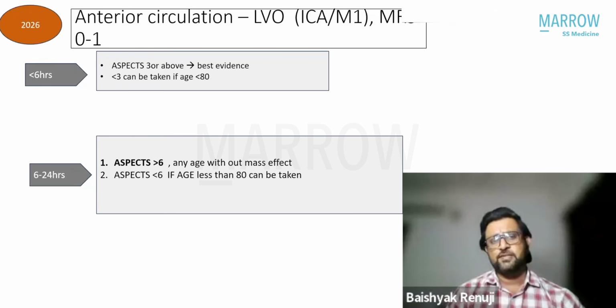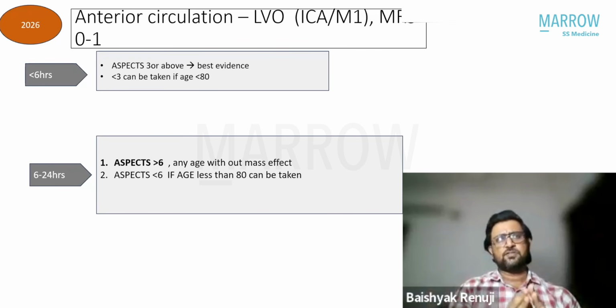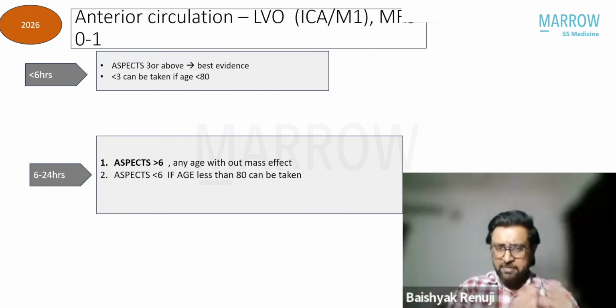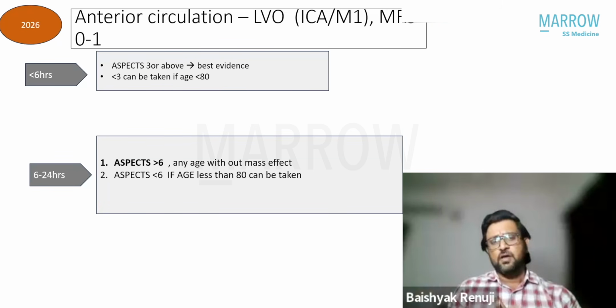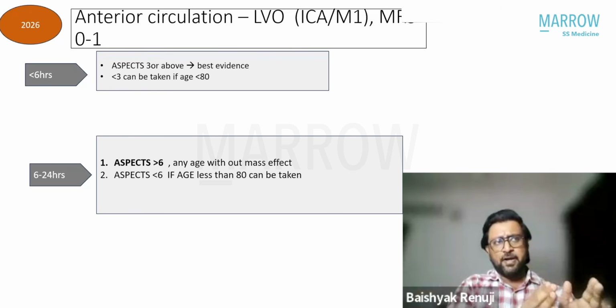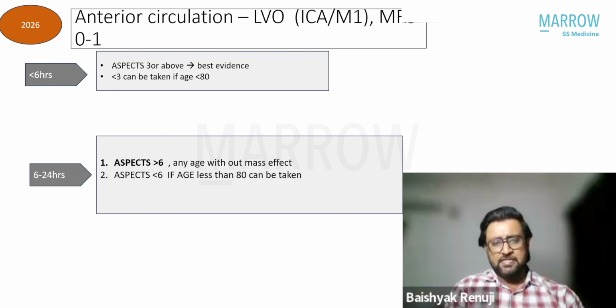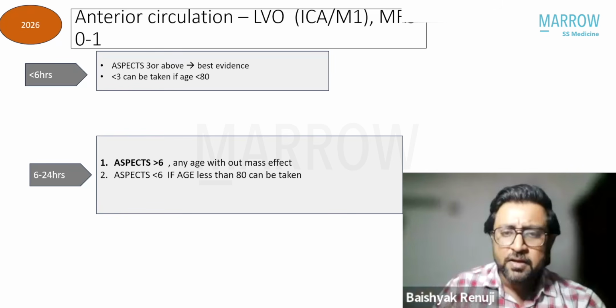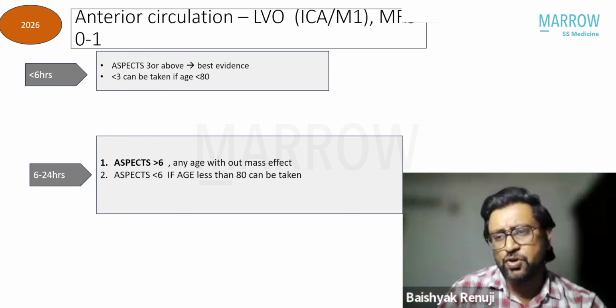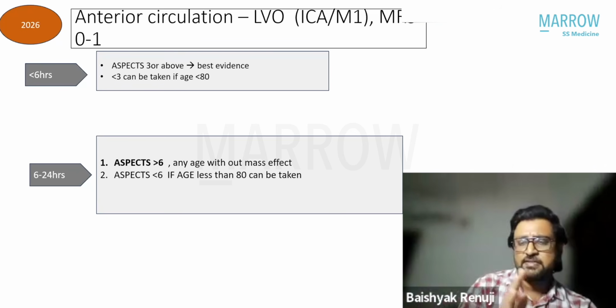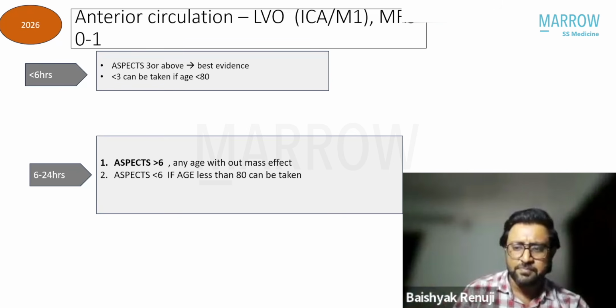So students, this is a basic summary. Less than 6 hours: previously, 6 was the ASPECTS cutoff. Now up to 3 is the best evidence. Less than 3 can be taken, with 80 as the age limit. And for 6 to 24 hours, again based on DAWN and DEFUSE criteria, the same criteria used previously can be used. DAWN is based on MRI and clinical findings, which is the best and easiest to use in practical scenarios. For ASPECTS less than 6, age has importance in the 6 to 24 hours window. So for 6 to 24 hours, 6 is the cutoff. Less than 6, 3 is the best evidence.